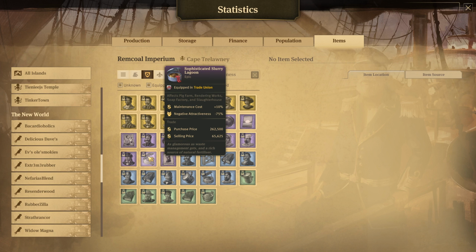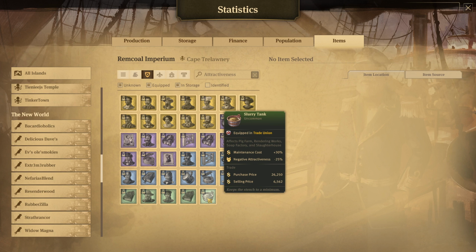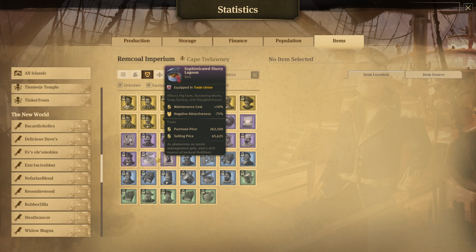That's going to affect the pig farms, render works, soap factories, and the slaughterhouses. And the epic is 75%. You have the slurry pit, the blue rare, which is 50, and the uncommon, which is 25. So stacking the epic with either of the other two, you're going to get rid of the negative attractiveness from the whole pig production line.